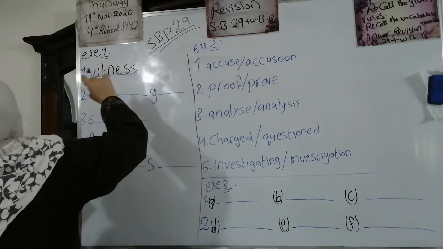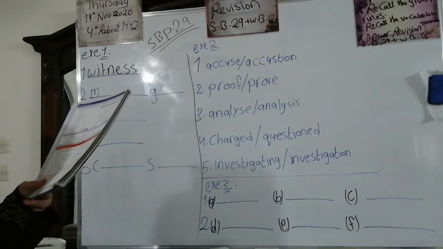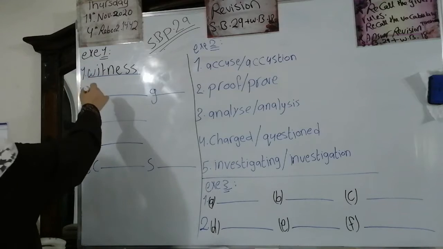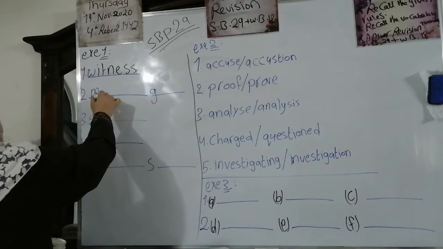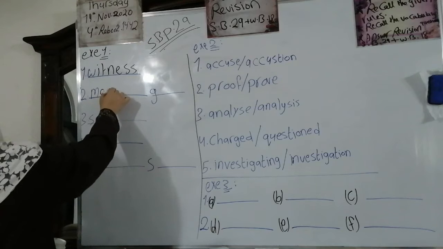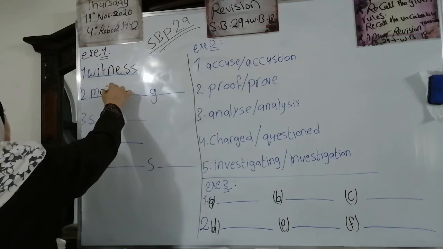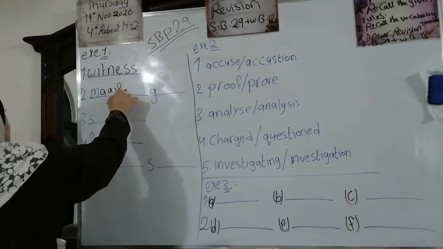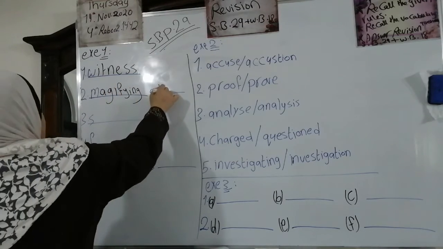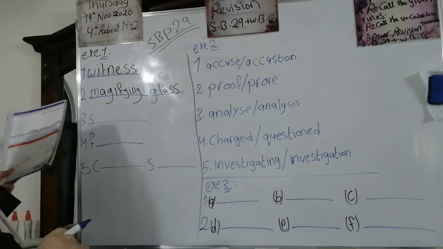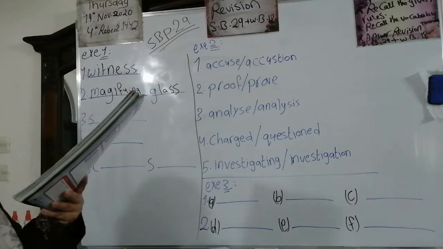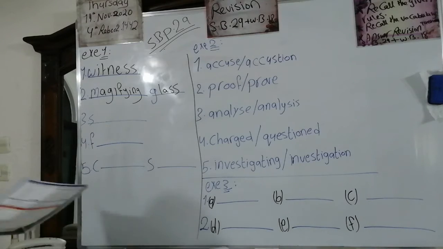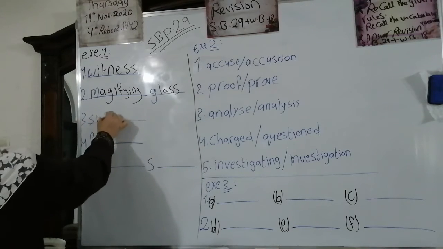Witness, okay? Number 2, it's a small circle of glass that makes things appear bigger. It's what? Remember? Yes, excellent. Magnifying glass, okay? Number 3, it's a person who maybe did something bad or caused an accident. Remember? Yes, excellent. Suspect.